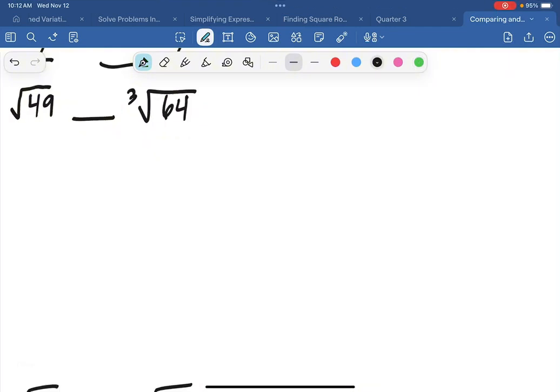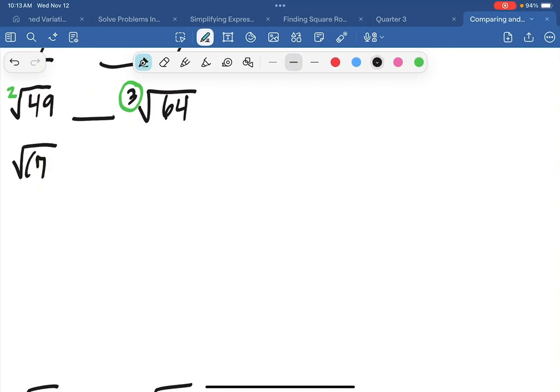Another example here with two different nth roots. First, we have the square root of 49 and the cube root of 64. Although it is tempting to write that 49 is less than 64, we need to take notice of the nth roots. So this will be your cue to evaluate first before identifying if it is greater than, less than, or equal to one another.